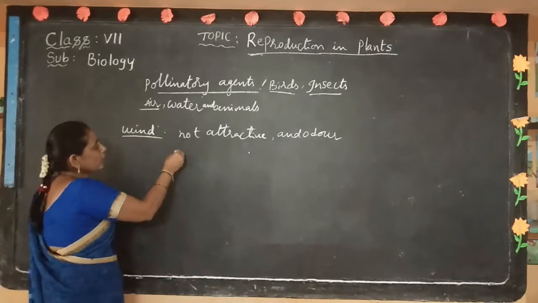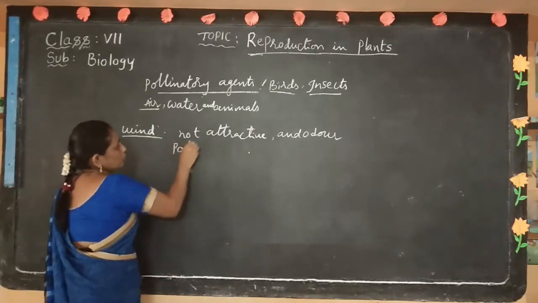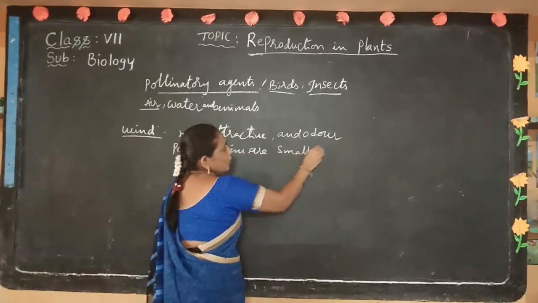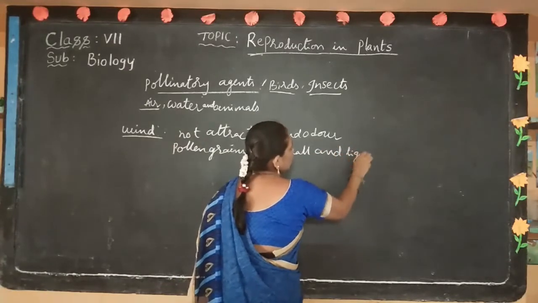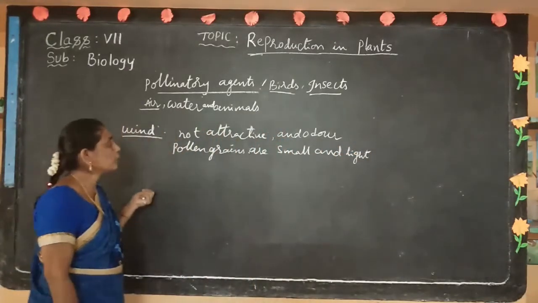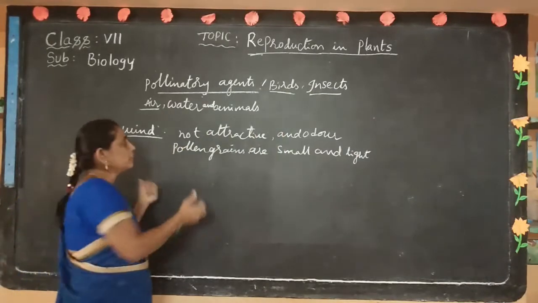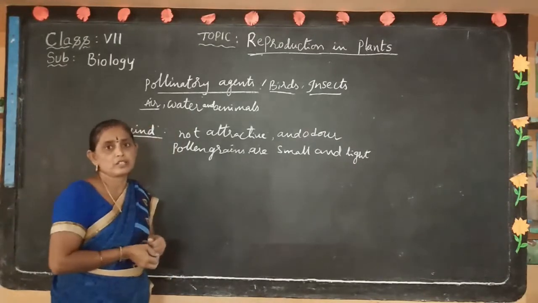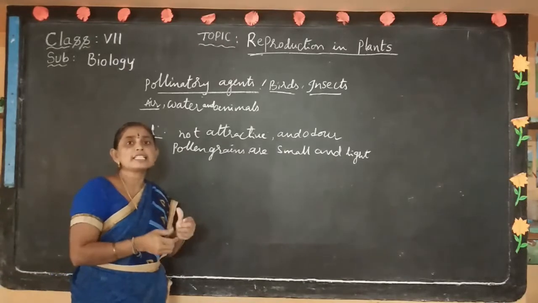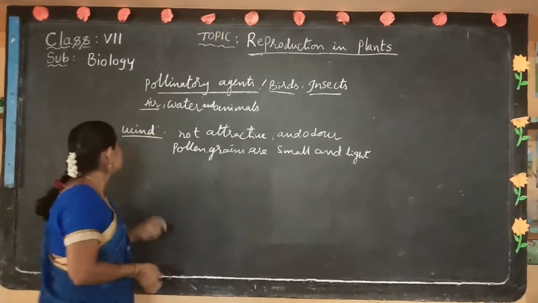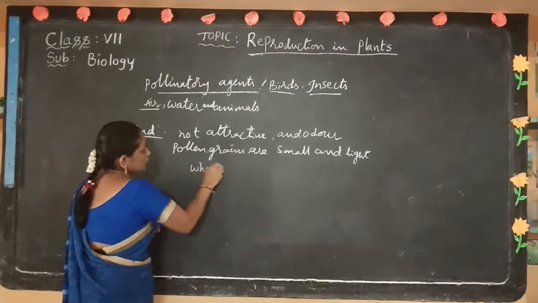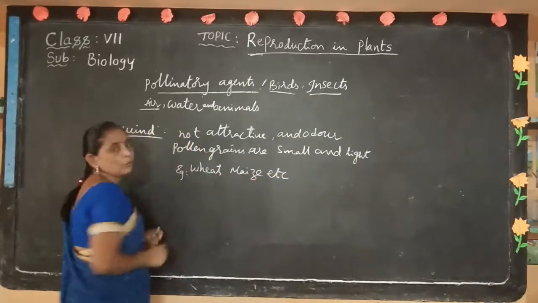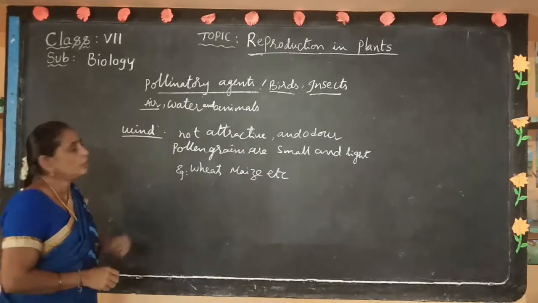The pollen grains are very small and light in weight. That's why when the wind blows, these pollen grains are immediately transferred through the air from one place to another. For example, wheat and maize are examples of plants pollinated by wind or air.